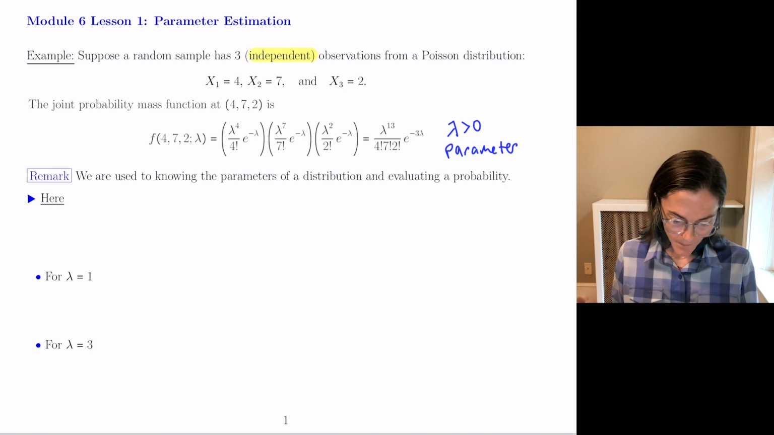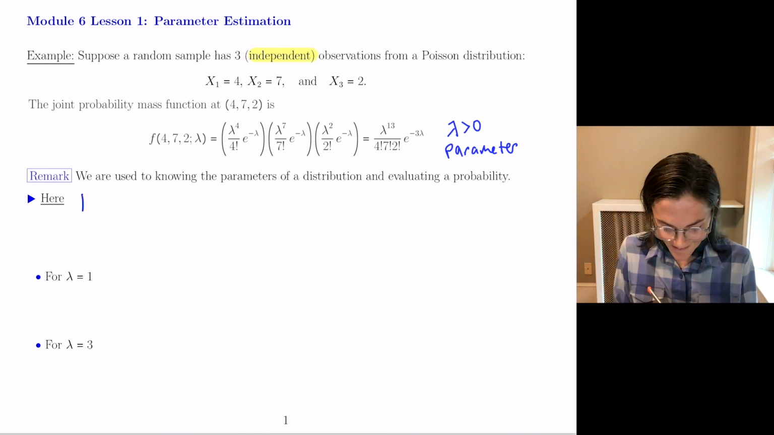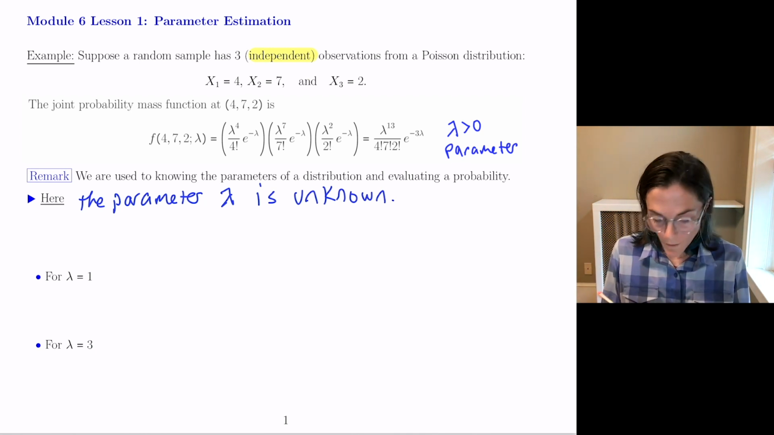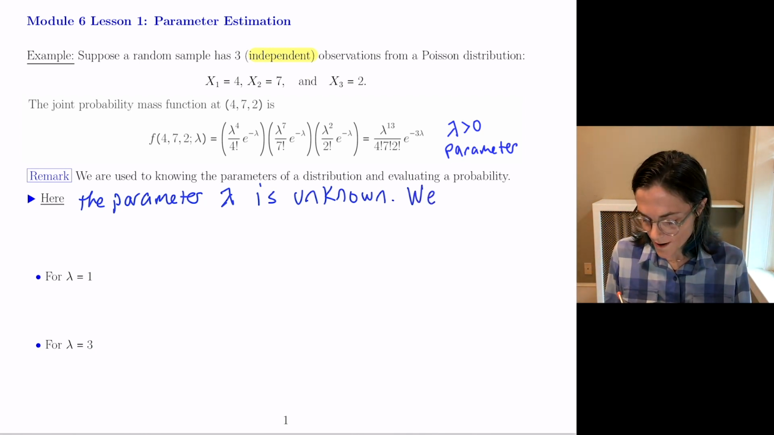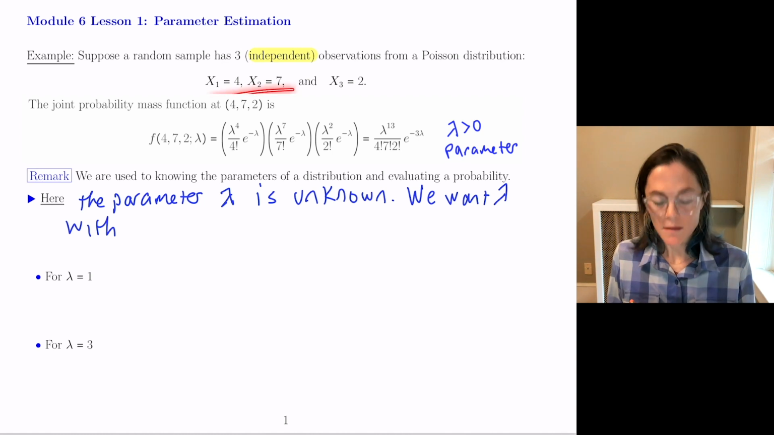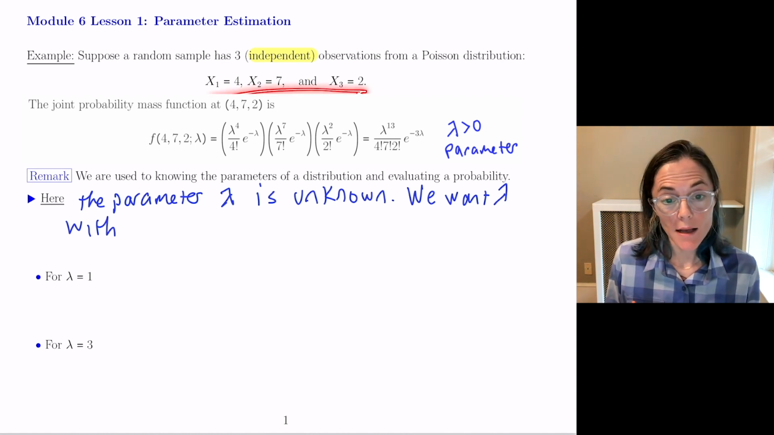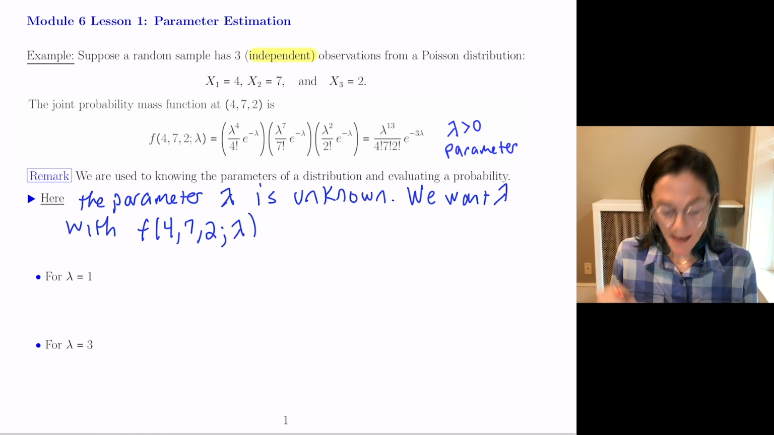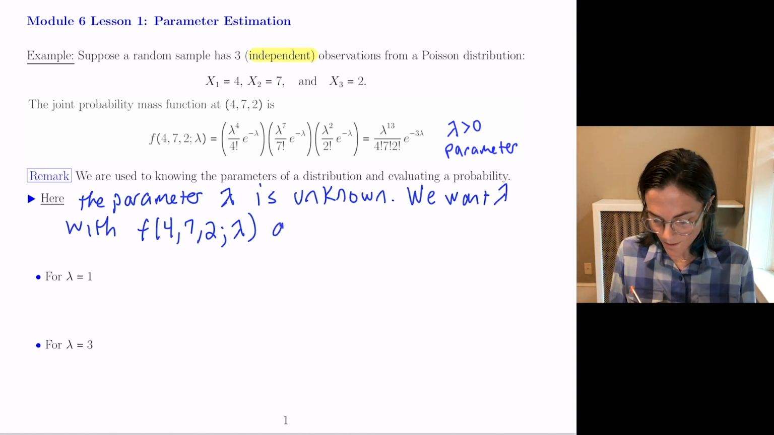However, here, the parameter lambda is unknown. Moreover, we want the lambda. So we want the parameter lambda with this as likely as possible. So we could say f of 4, 7, 2, lambda as high as possible.